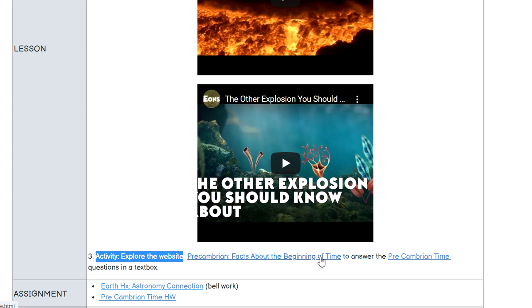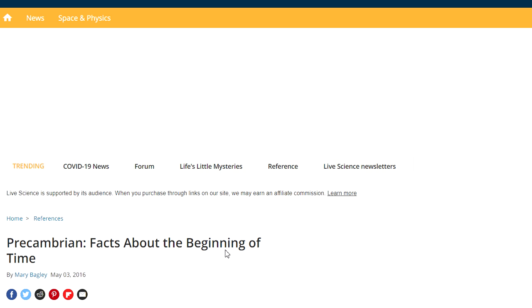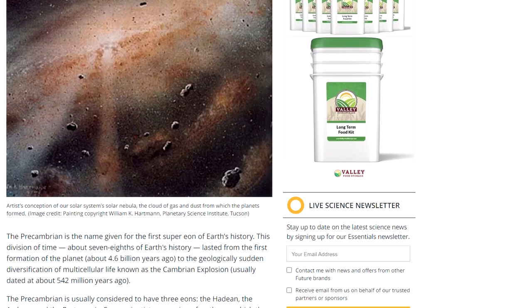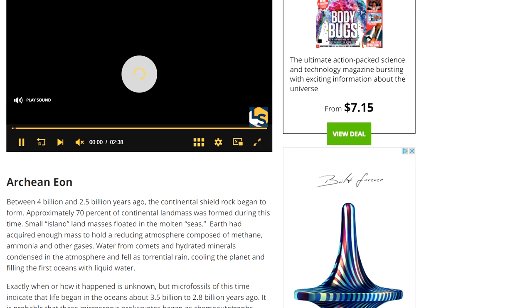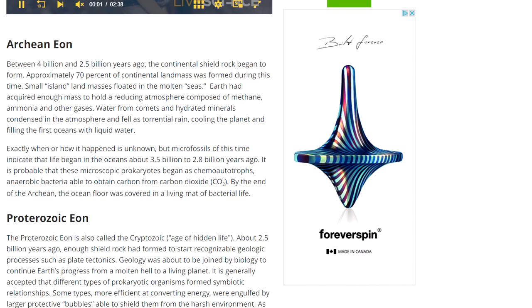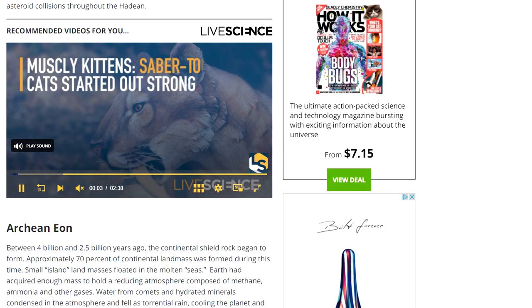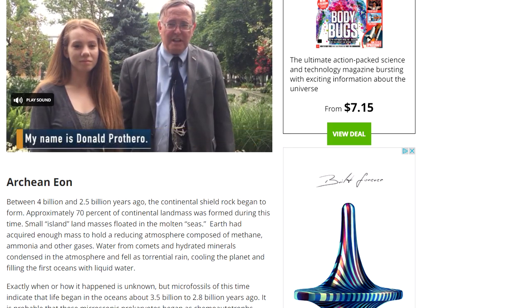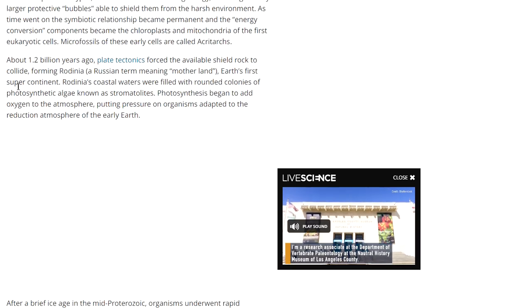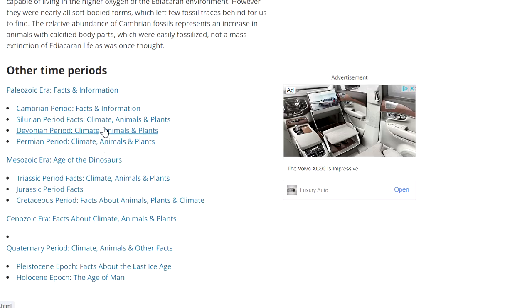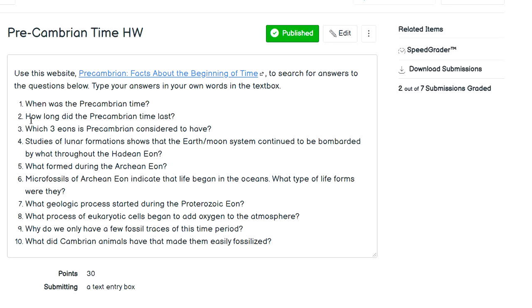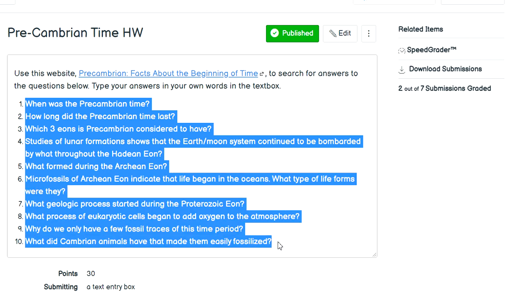But we are going to take a look at the website first. So let's take a look at that. This is the website at the link in the assignment, and you're going to go through and read the information here, go through the website, take a look at everything, learn about the 3 eons in the Precambrian time period. There are some videos that you can watch here, but at a minimum, you need to read through the information here because this information is going to be what is needed to answer all of these questions.